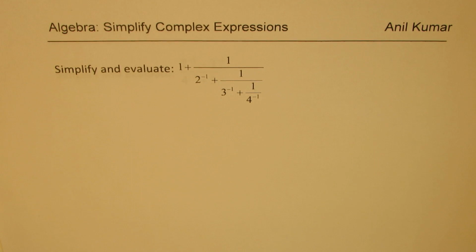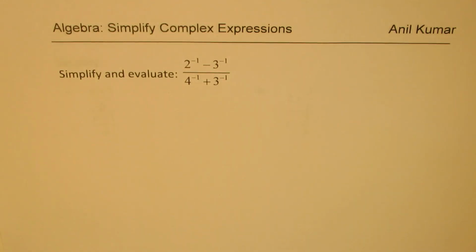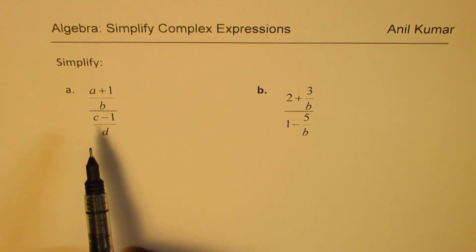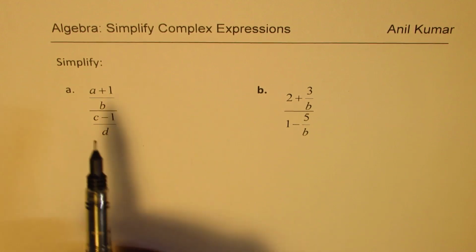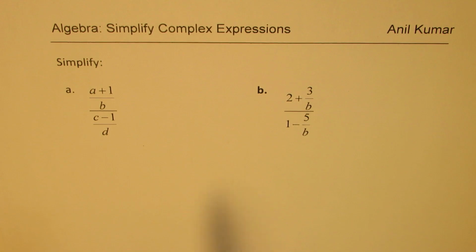We'll now take a few complex expressions and see how to solve them. Here is the first one. We have three of them. The second one is slightly simpler than what we saw. And then we have another one, which is right here. Now we'll begin from here. Let us see how to simplify such expressions where we have layers of fractions or rational numbers. So these are rational expressions. How do we simplify? That's the question.